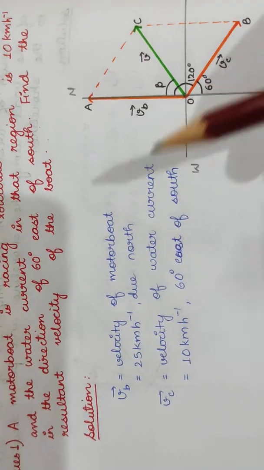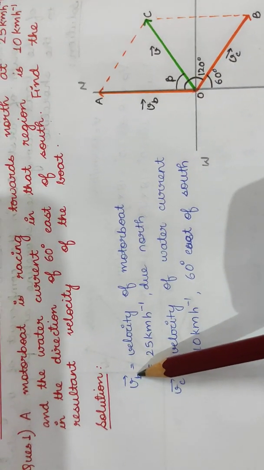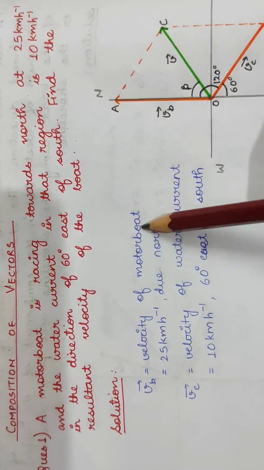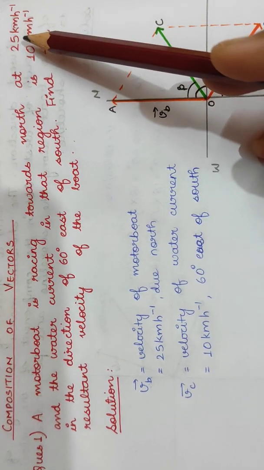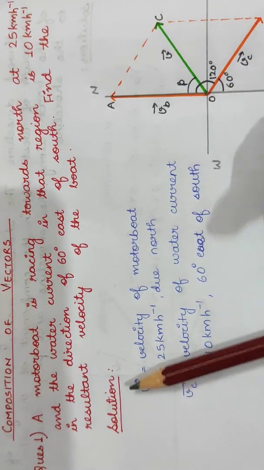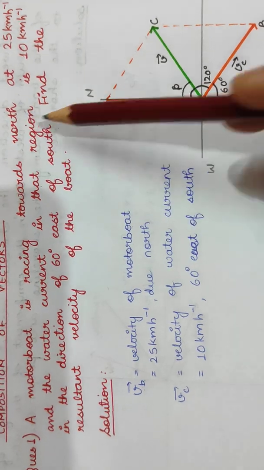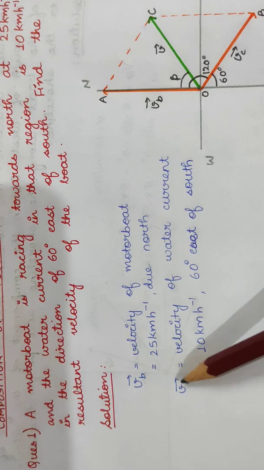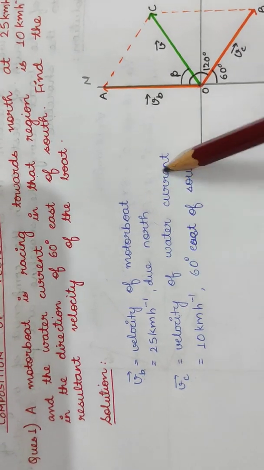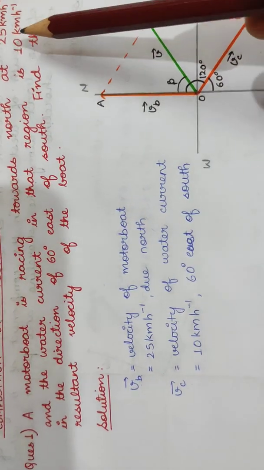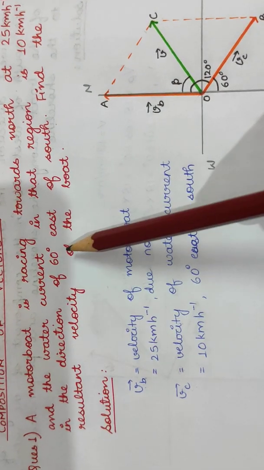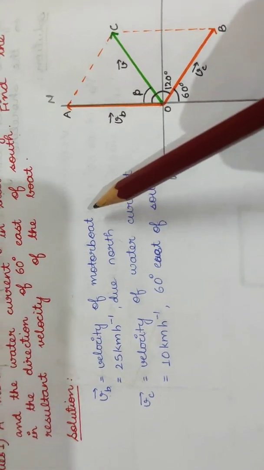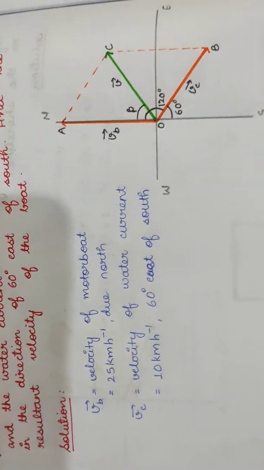So what is given to us in the question: let us assume that vector VB represents velocity of motorboat, which is given to us as 25 km per hour towards north. And let us assume that vector VC represents velocity of water current, which is 10 km per hour in the direction of 60 degree east of south. Now we will draw this figure with the help of this information.